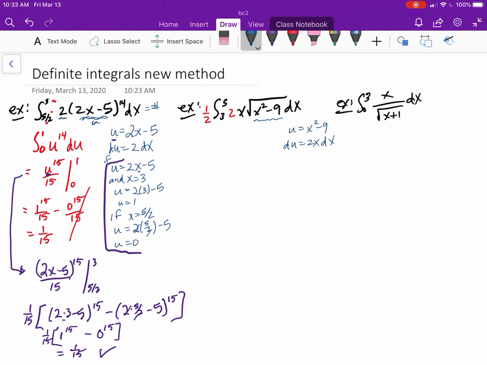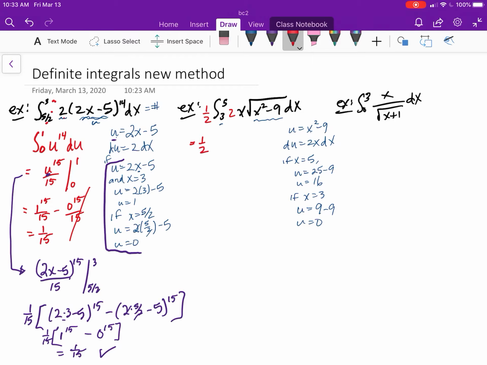And while we're at it, let's look at the bounds. So we have 3 and 5. So if x equals 5, then u would equal 5 squared minus 9. So 25 minus 9 is 16. That's our upper bound. If x equals 3, then u equals 3 squared, which is 9 minus 9, which is 0. You can already see I like those bounds better.